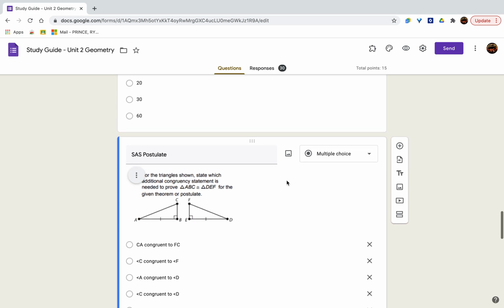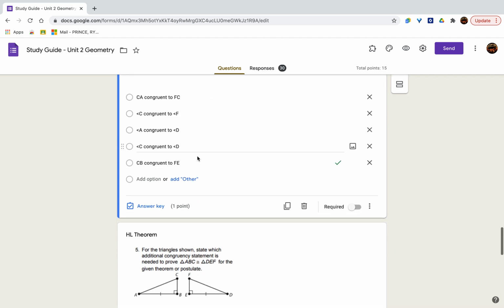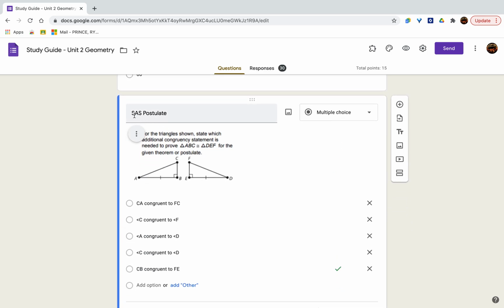Okay, so side, angle, side. We need this side and that side to be congruent to each other. So CB has to be congruent to FE. That's the missing part. There are other ways for this to be congruent triangles. You're going to see those below. It's a bunch of different options. You need the one that says side, angle, side, which is here. Side, angle, we need the very next side. So CB and FE have to be congruent.